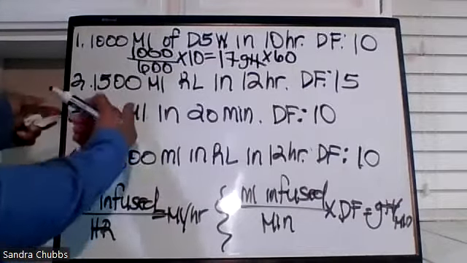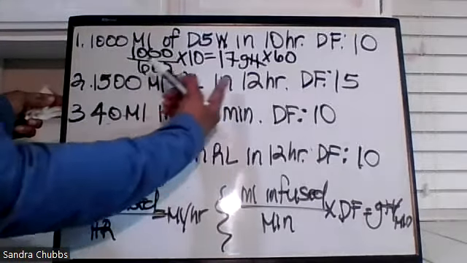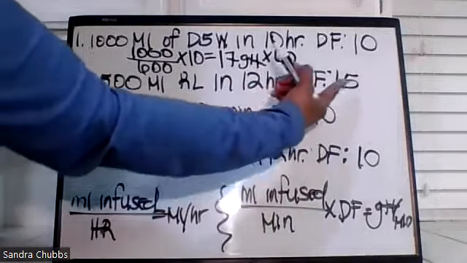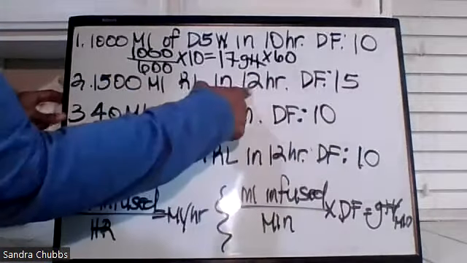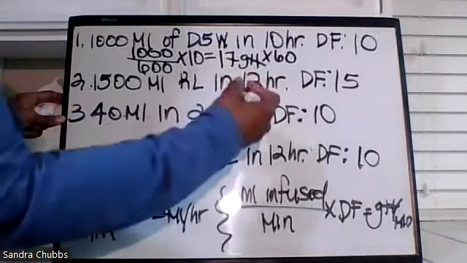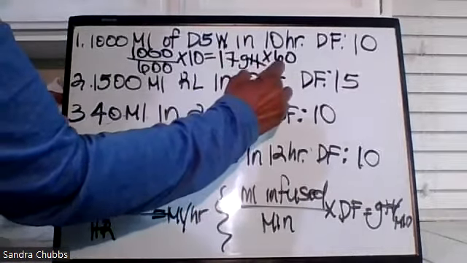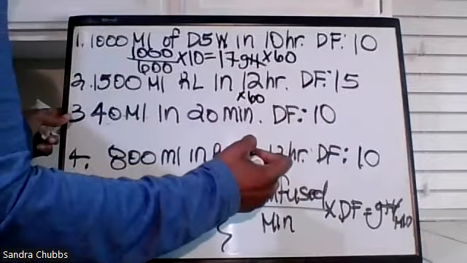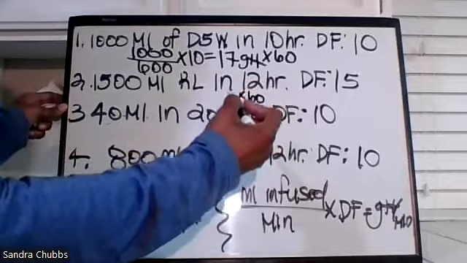All right, so we move on to the second one. The second one is 1,500 of Ringer's lactate in 12 hours. The drop factor is 15. Same thing, you have to convert these hours to minutes to fit the formula because there's a drop factor. You multiply this by 60 and it comes up to 720.